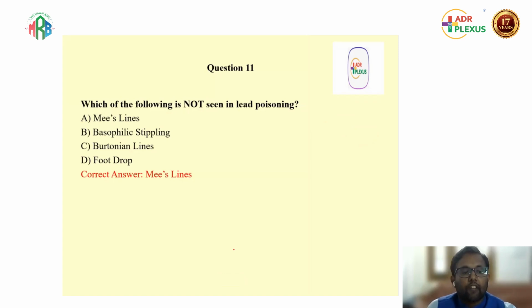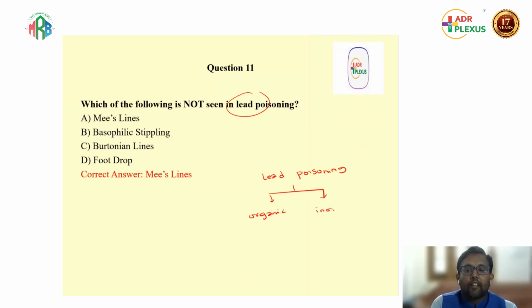Next, which of the following is not seen in lead poisoning? See, in lead poisoning, the effects can be organic as well as inorganic. If organic lead crosses the blood-brain barrier, it may cause delirium, confusion, everything. But inorganic clearly leads mainly to anemia, basophilic stippling of the RBCs, Burtonian line, mainly in the gums.